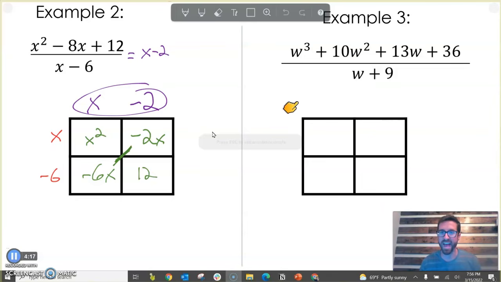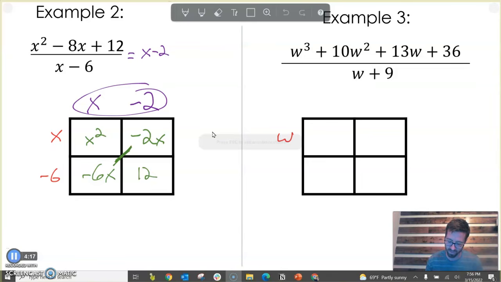Now, I've thrown in this last example. This last example is going to give us a wrinkle. You're like, whoa, Mr. Horn, this problem does not look like the ones that we've done previously. Calm down, take a deep breath. This one works the same way. So what I'm going to do is take my divisor and place it over here on the left just like we did before.